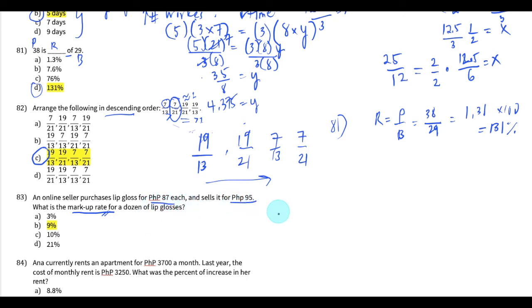So, for that, we have selling price, which is 95, minus the original price over the original price. So, this is equal to 8 over 87. Pag tinivide mo yan, ang makukuha dapat is 0.0919, okay, which is equal to 9.2%. Ano yung pinakamalapit sa choices? That would be letter B.